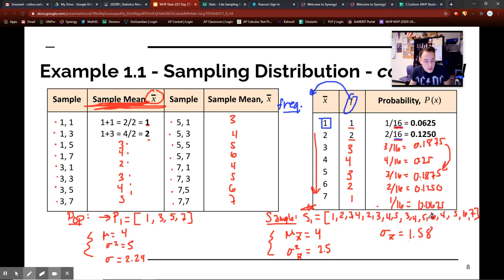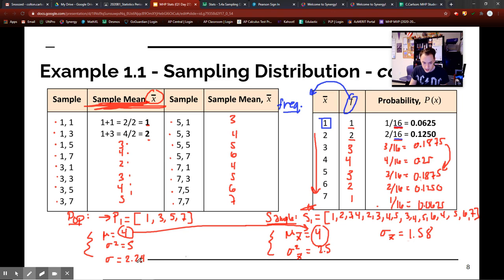Now, the notes will also say interpret. So what does this mean? So if I wanted to interpret this, what does this mean? Well, clearly watch. And this is the important part of this whole lesson. What is happening here? Look at that mean and then look at this mean. Are they equal? Yes, they are actually equal. And then the variance is actually very, very similar to the standard deviation of my population.